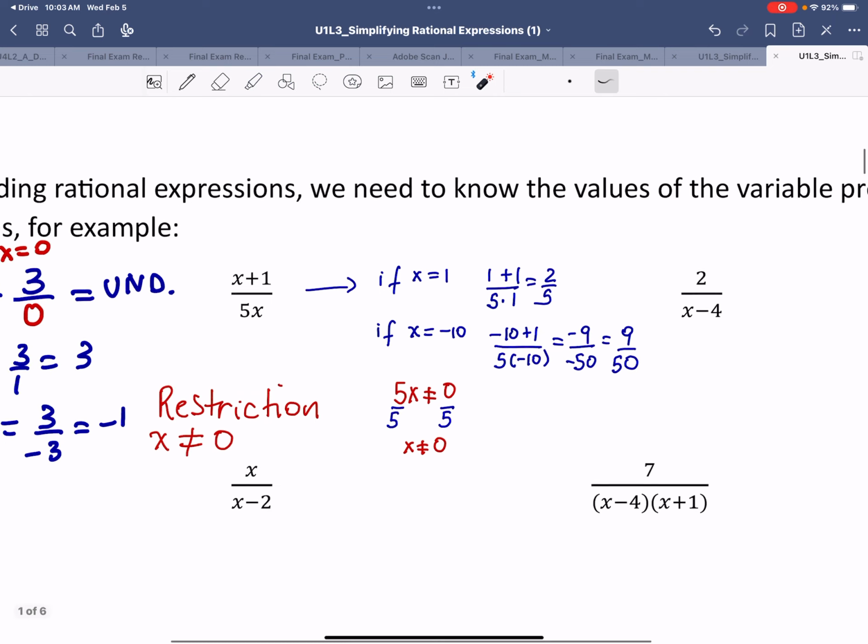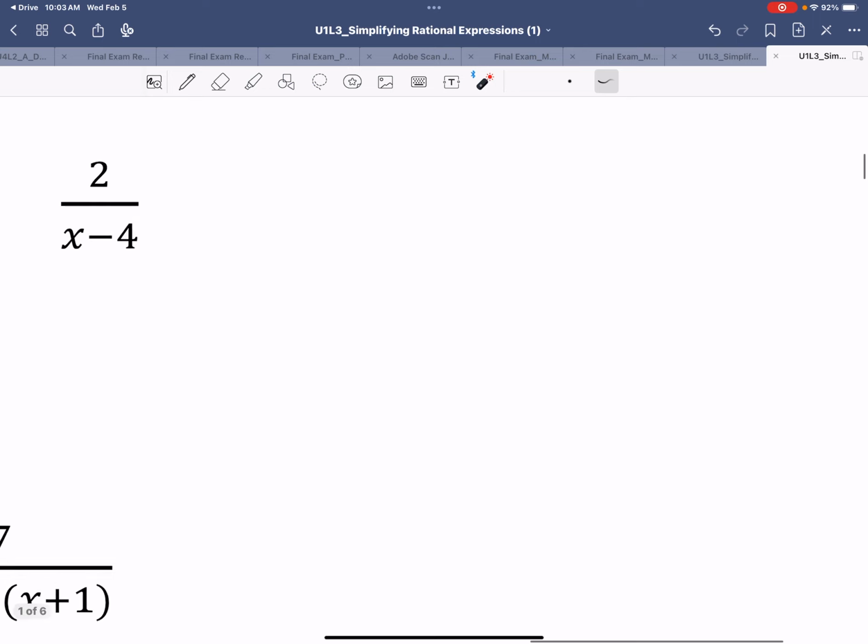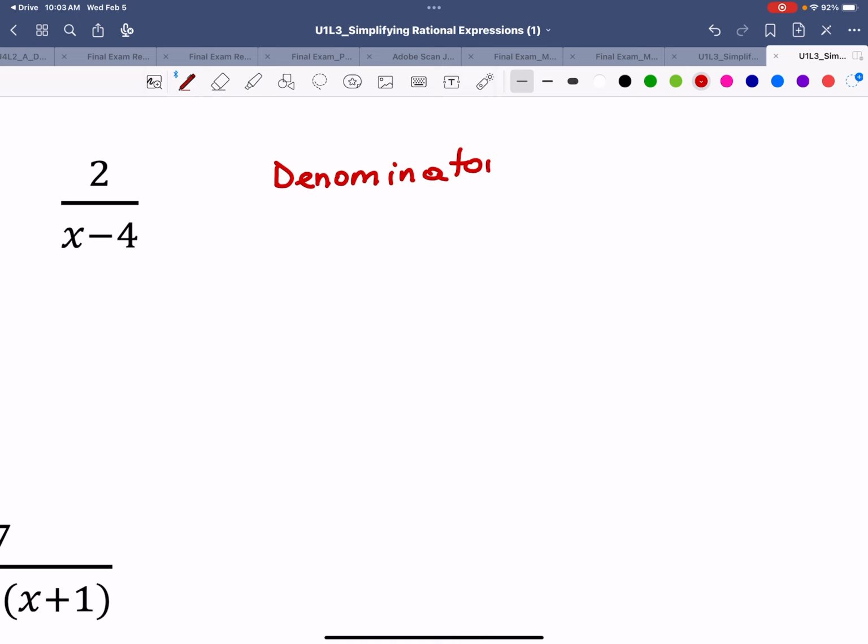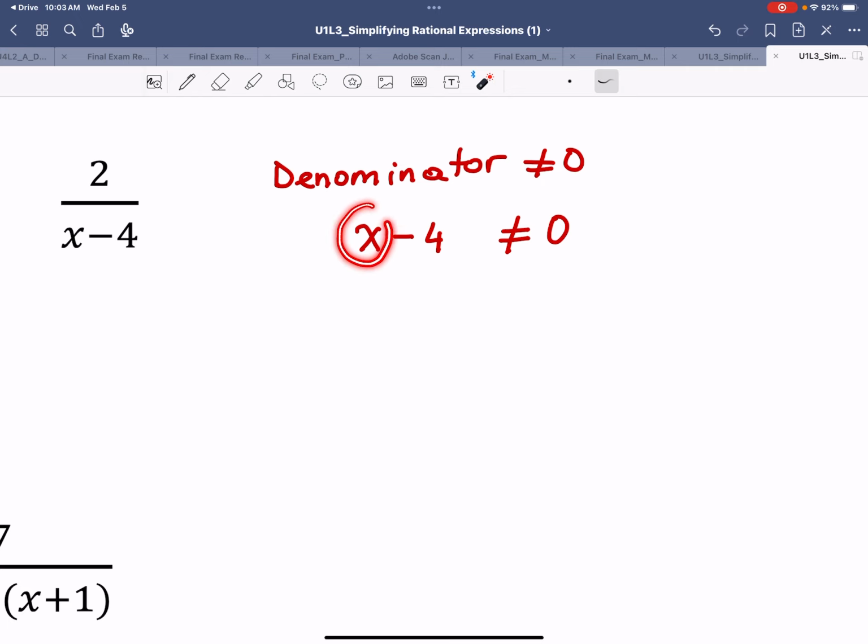Now we're going to take a look at another example. What we have here is 2 divided by x minus 4, and our focus is in finding just the restricted value of x. So again, we're going to focus only on the denominator. Remember that the denominator has to be different than 0. With the denominator of x minus 4, we're going to say that x minus 4 has to be different than 0. Now, when we state restrictions, we state the restrictions on x, which means that we have to isolate x by simply solving this.